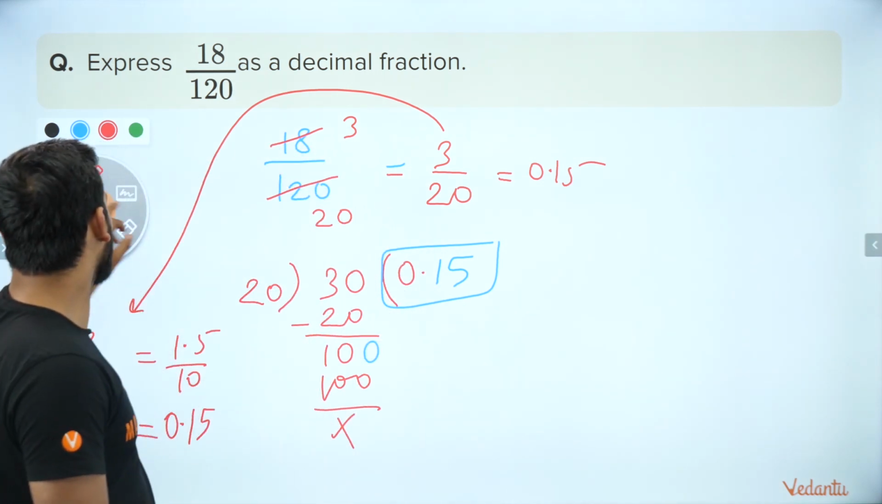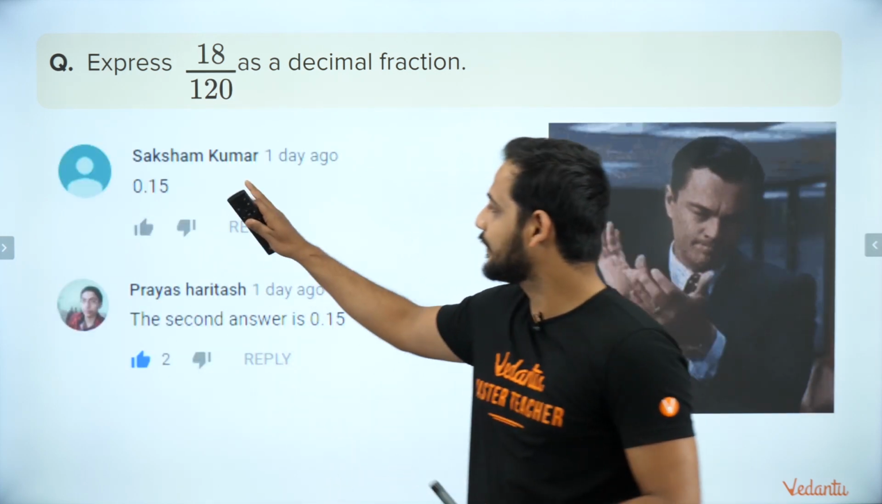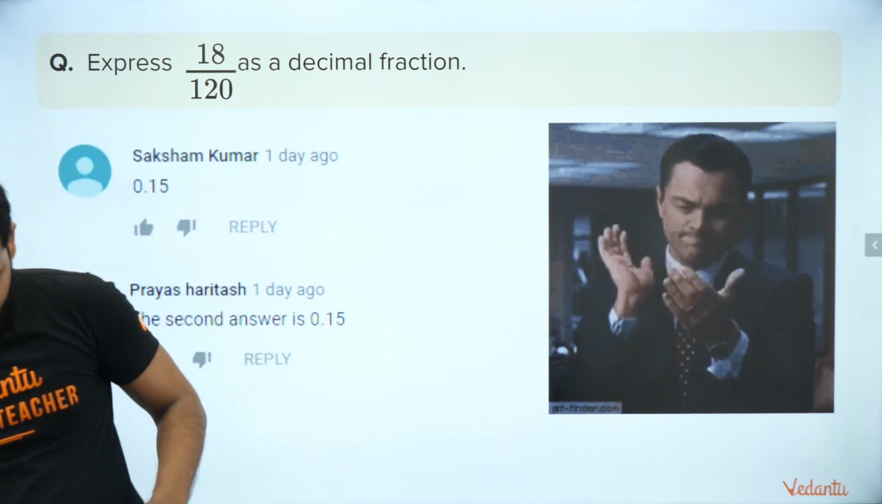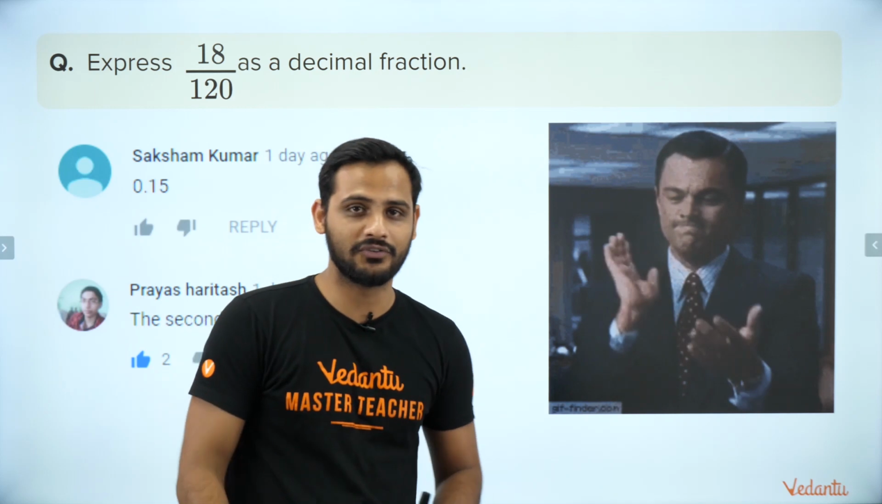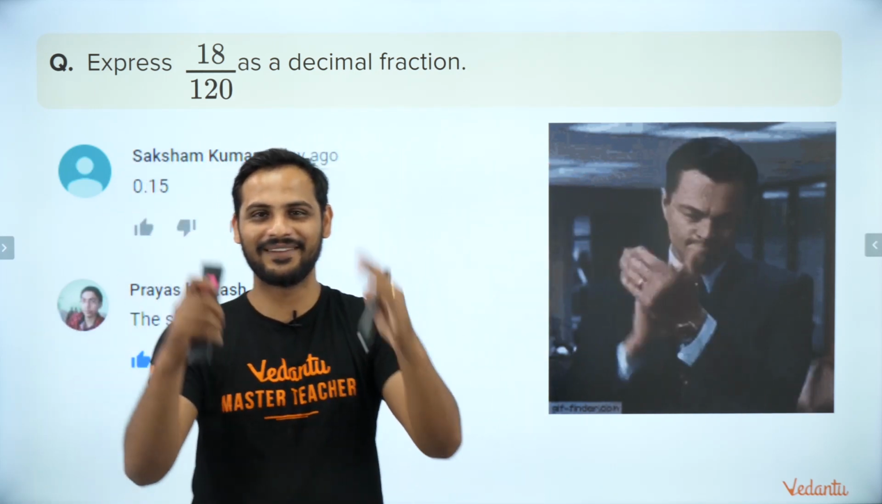And now let us see who are the rock stars who gave me the correct answer for this question. I have got the correct answers from two students, Saksham and Prayas. So very good, beta. Very good. Keep doing this good work, and you will get good results in your midterm. You'll be a topper soon. Okay, so these are the claps from Caprio itself. They are praising your hard work.